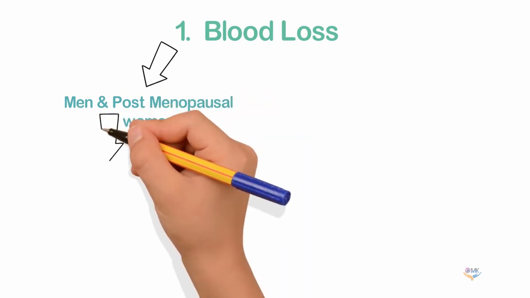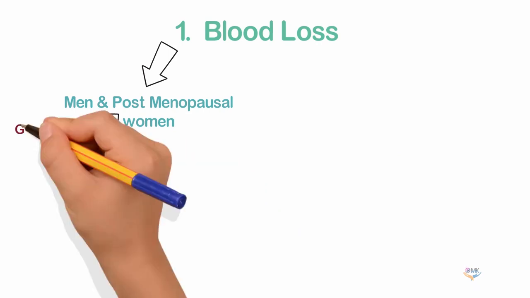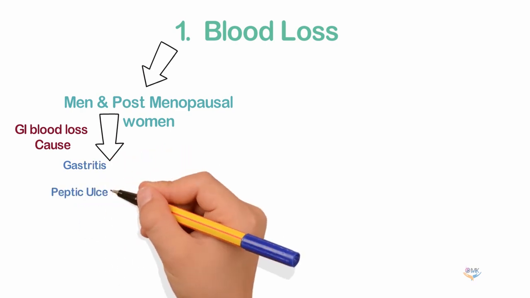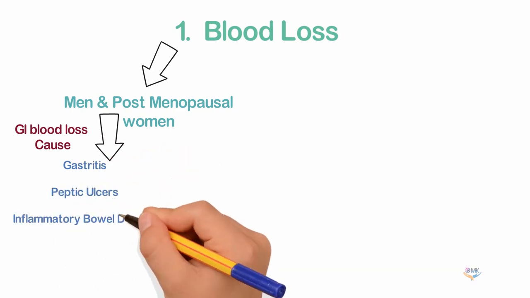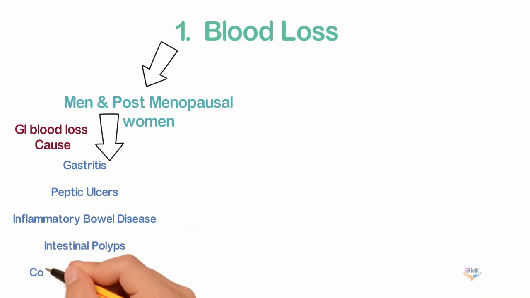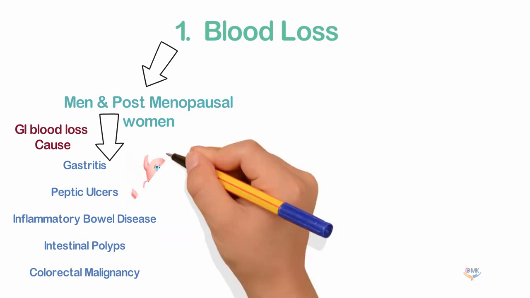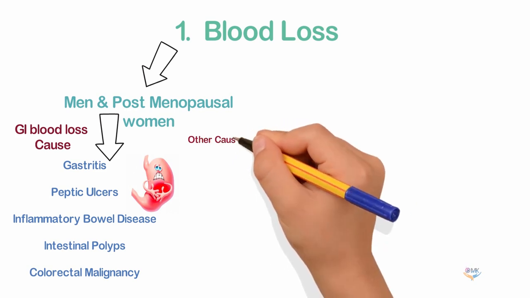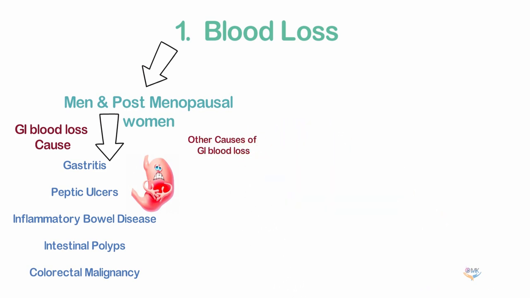Blood loss in this category is mainly because of GI related diseases such as gastritis, peptic ulcer, inflammatory bowel disease, intestinal prolapse, and colorectal malignancy. Other causes of GI blood loss include parasitic infections such as hookworms and schistosomiasis.